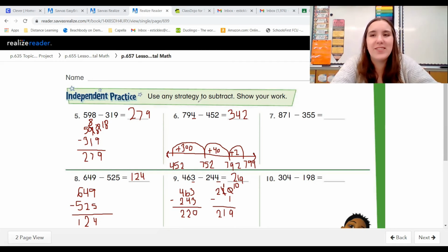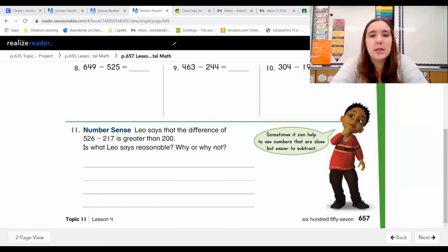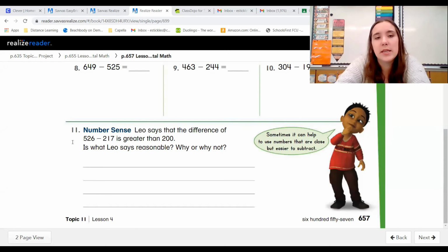Let's go down and do number 11. So number 11 says, Leo says that the difference of 526 minus 217 is greater than 200. Is what Leo says reasonable? Why or why not? So we need to look at this problem, and he says that the answer to it, the difference, is more than 200. So let's look at it.